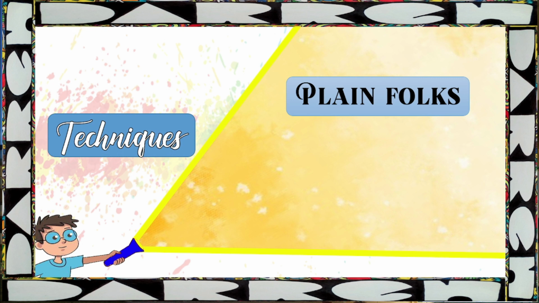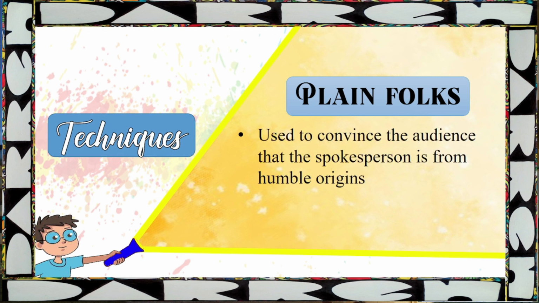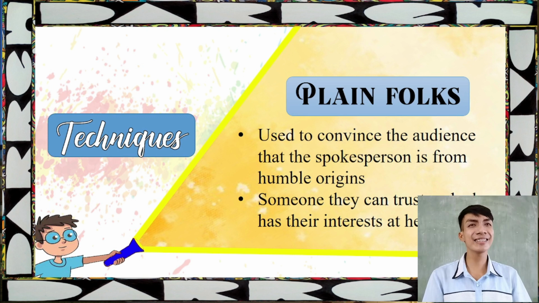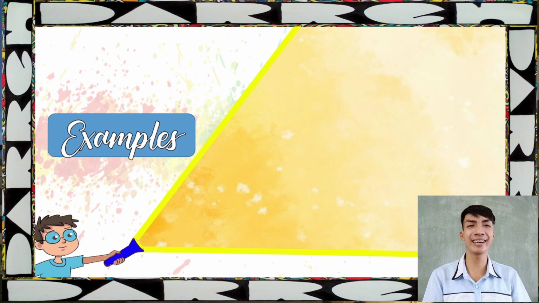Next technique, we have plain folks. This technique is used to convince the audience that the spokesperson is from humble origins, someone they can trust and who has their interests at heart. This is very effective when your target clients are those who are just regular or ordinary citizens, as it creates a sense of connectedness between the speaker and his audience, which helps build belief in the idea.